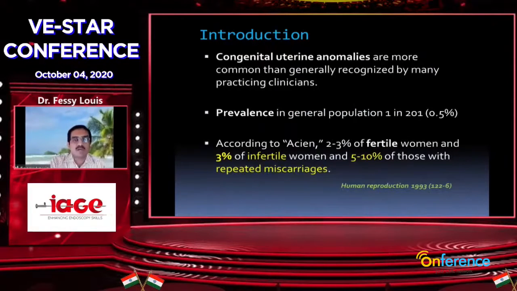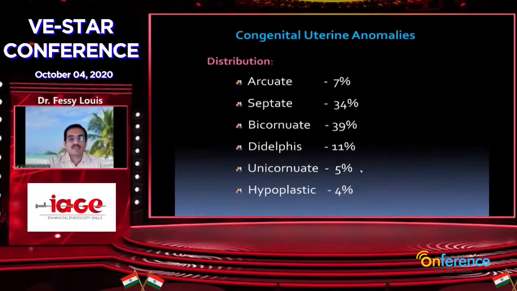So I think congenital uterine anomalies are more common than generally recognized by many practitioners, and prevalence varies with different studies. But if you look into infertile patients, most of the studies tell 3% of infertile patients, and 5 to 10% in repeated miscarriages. And if you look, the more common is septate or bicornuate.